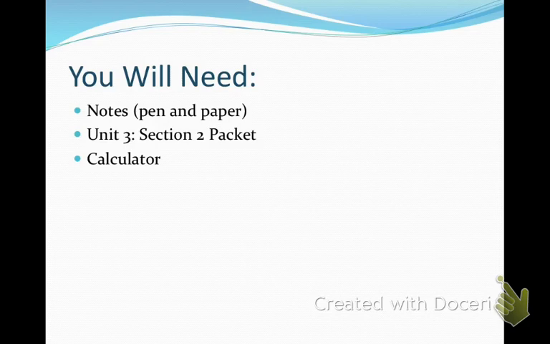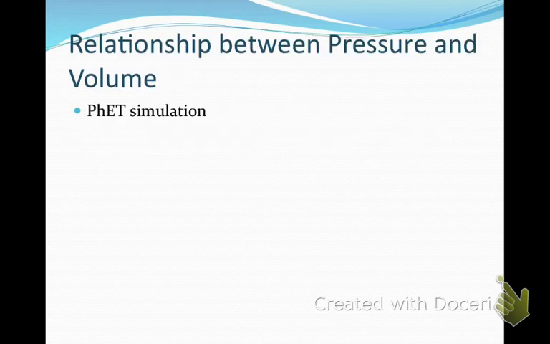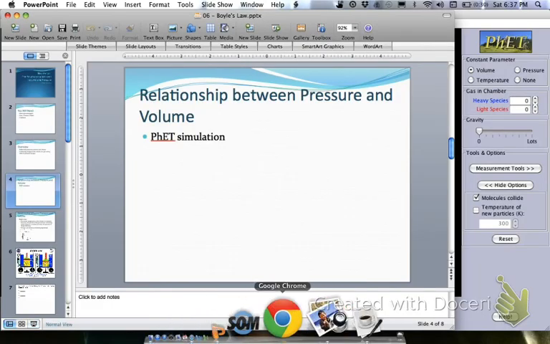For this, you'll need your notes, your Unit 3 Section 2 packet, and a calculator. So we're going to look at the relationship between pressure and volume, and also calculate what happens when you change both of those. We're going to take a look at the PhET simulation that we had seen before.